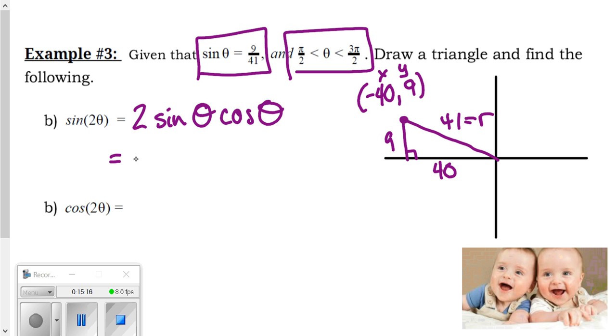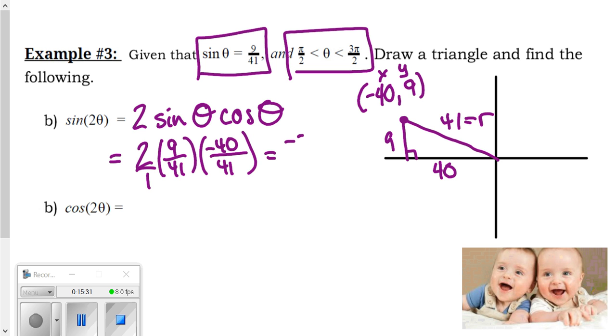It's such an elegant formula, don't you think? And so sine was given in the question, 9 over 41. Cosine, we could figure out from our triangle and see that that's negative 40 over 41. And then multiply all the things, go straight across the top, straight across the bottom. I'm going to leave it as a fraction. I mean, what the hey, right? You could get a decimal if you wanted. That's an 8, believe it or not.